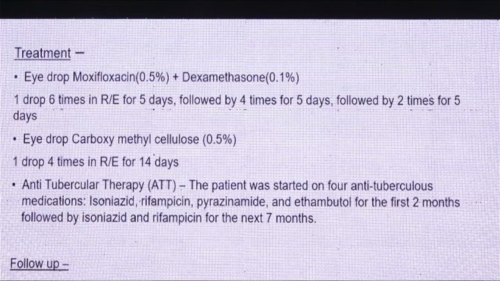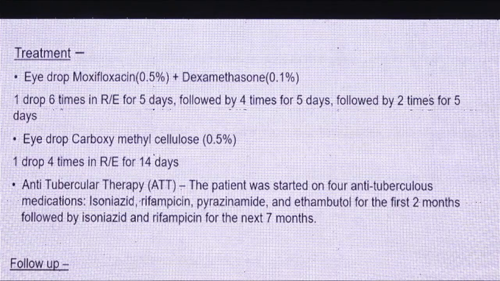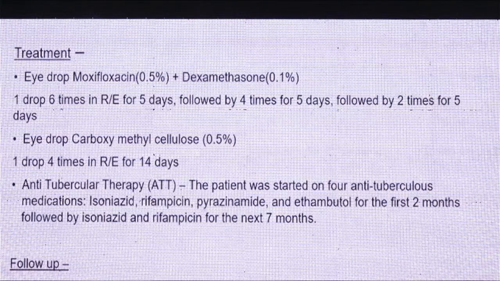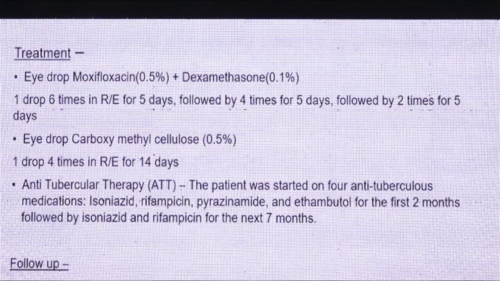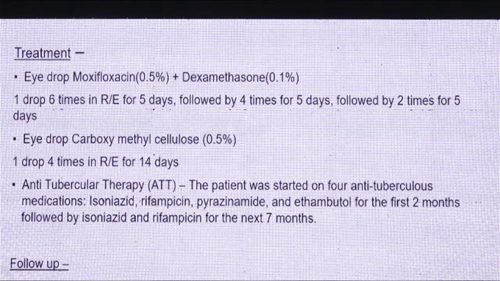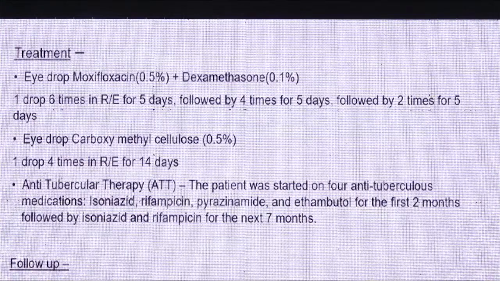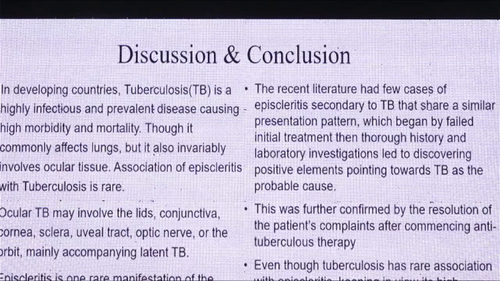Along with that, carboxymethyl cellulose was started 4 times in the right eye for 14 days, and ATT was started from the medicine side. The patient was started on isoniazid, rifampicin, pyrazinamide, and ethambutol for the first 2 months, followed by isoniazid and rifampicin for the next 7 months. The patient responded well to the treatment and recovered after starting ATT, along with the other ocular treatments being given. No relapses or recurrences were observed over the 12 months of follow-up since completing the ATT treatment.